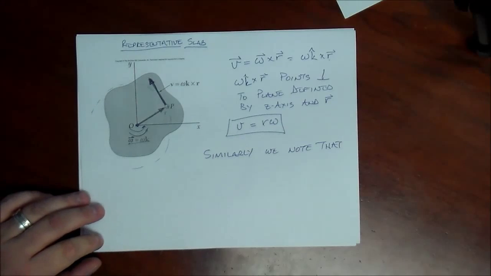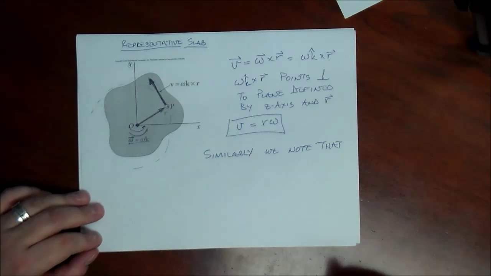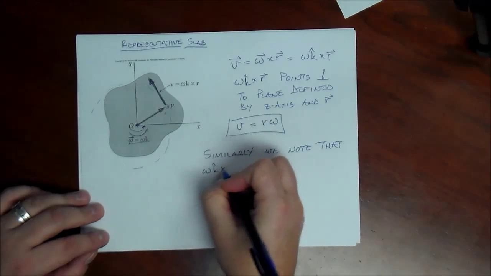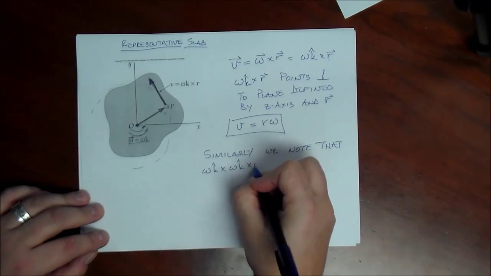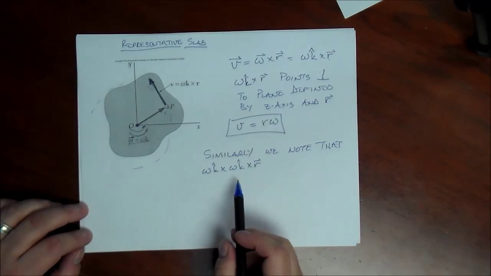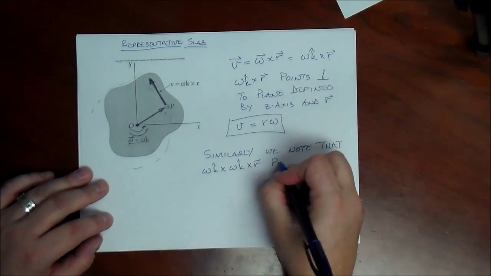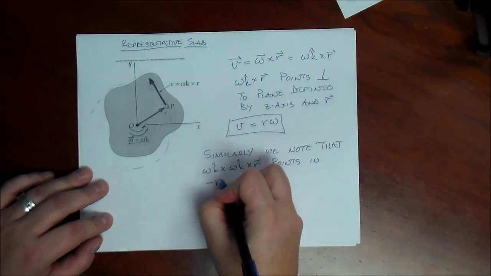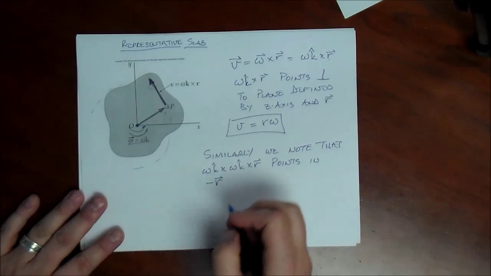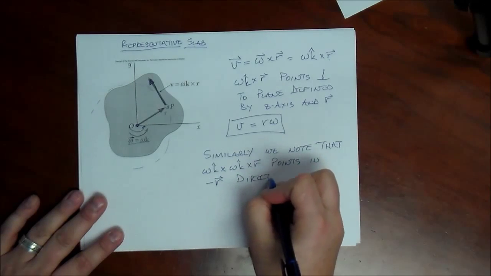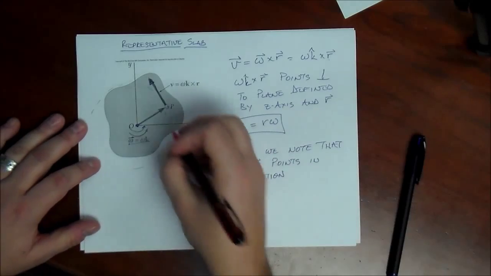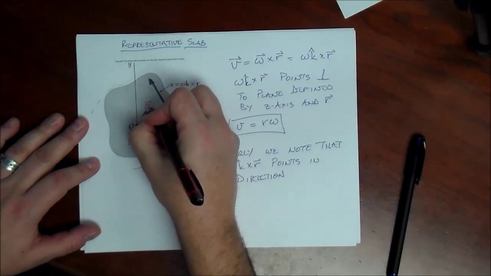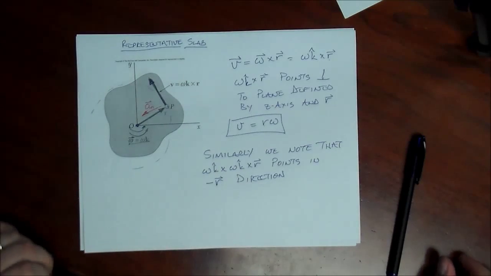Similarly, we note that omega k cross with omega k cross with r. We can also infer the direction at this point, which is the same direction or the opposite direction of r. So it points in the minus r direction. So that is this direction. So that is the direction of the normal acceleration, right?